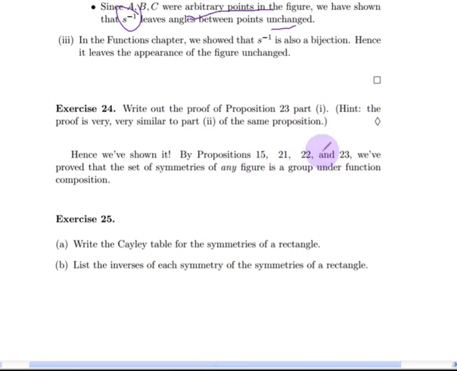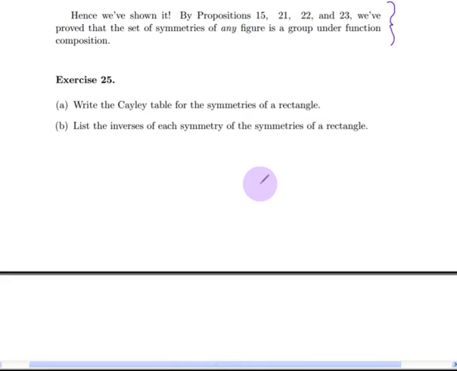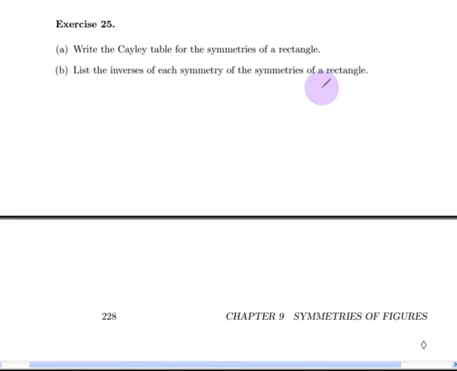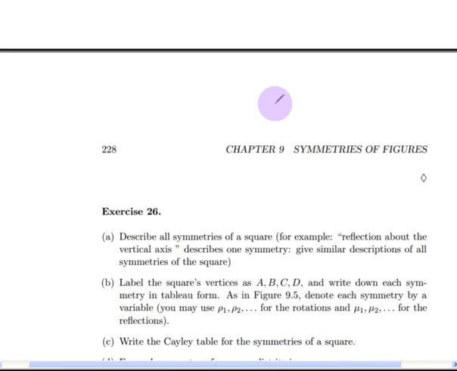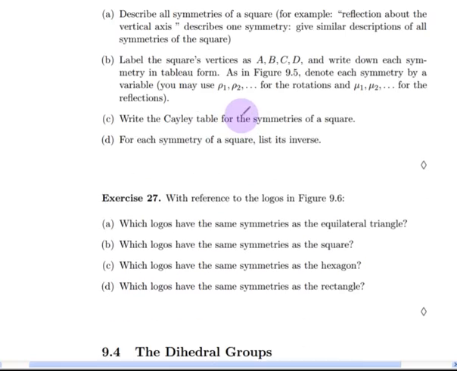So we've gotten all of the properties that we need. We didn't show associativity explicitly up here, but we already said that because composition of functions is associative, then any set of symmetries will be associative. Okay, so now we have a whole set of groups that we can play with. And here are some exercises to write some other Cayley tables for some other groups.